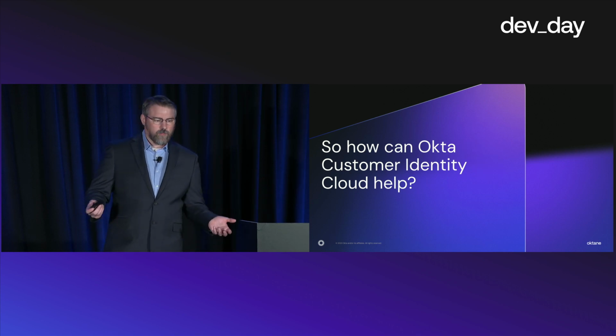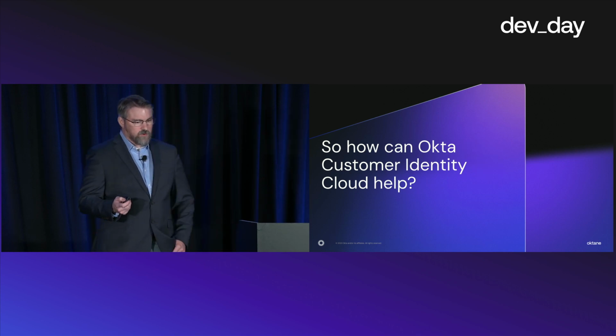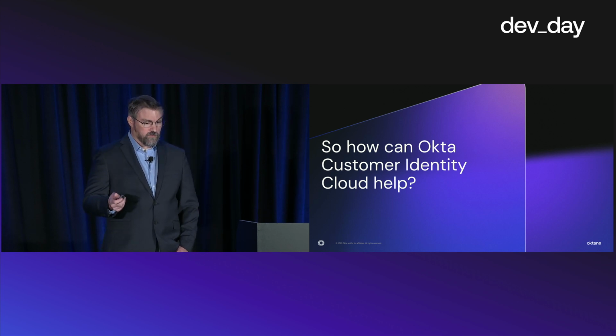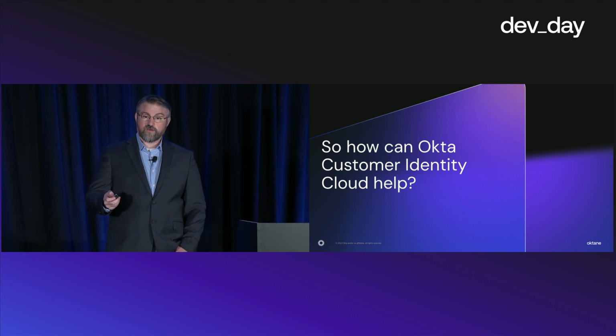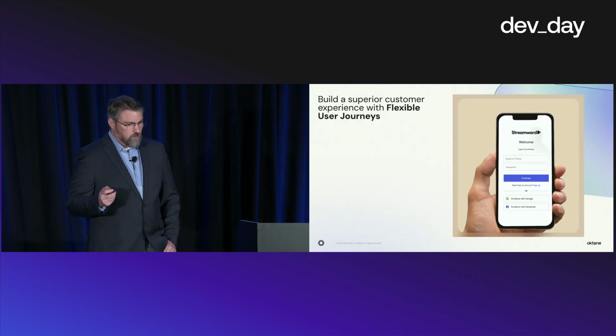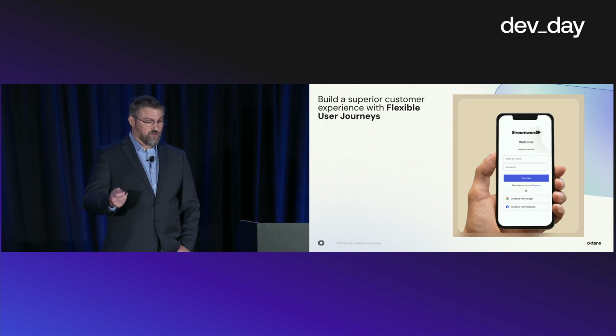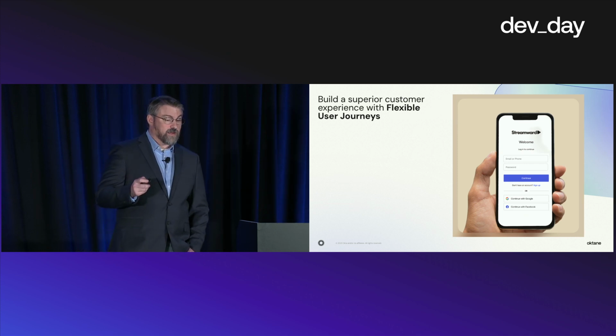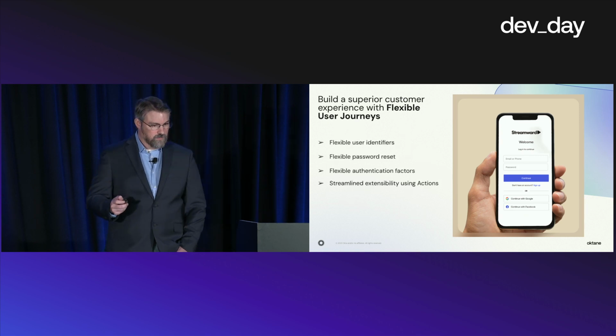So how can Okta help? Over the last year, we've been rethinking how end-user login, sign-up, and password reset flows can be built to reduce friction, improve the end-user experience, and improve conversion rates, and more. We're calling this initiative Flexible User Journeys. It allows new flexible login options as well as dynamic adjustments of friction based on context to create a friendlier experience for each individual user.